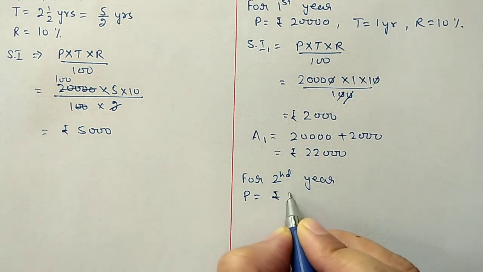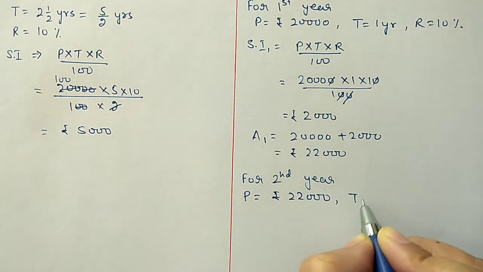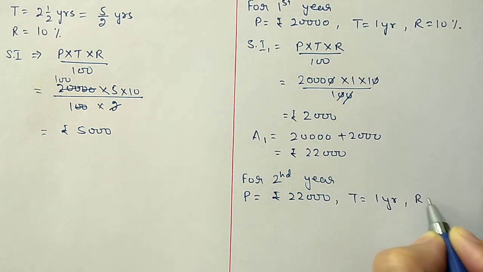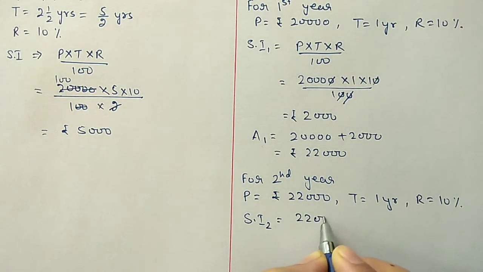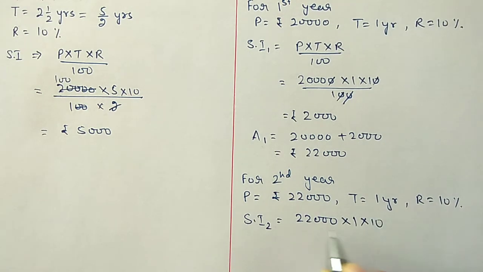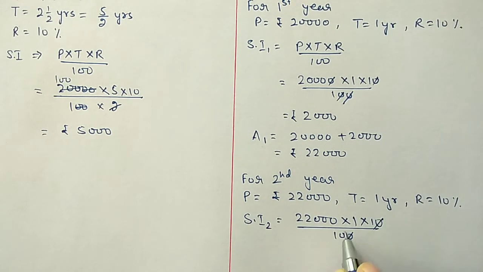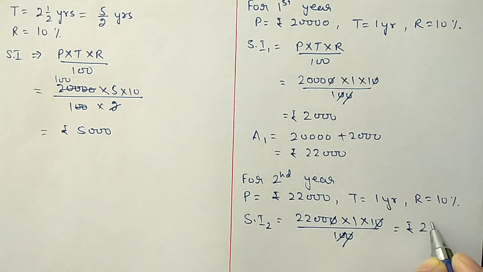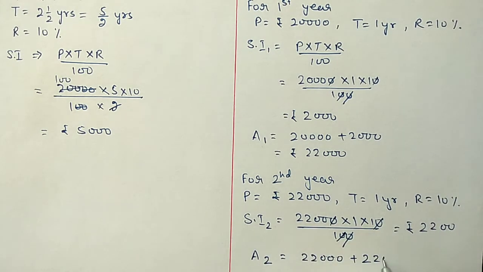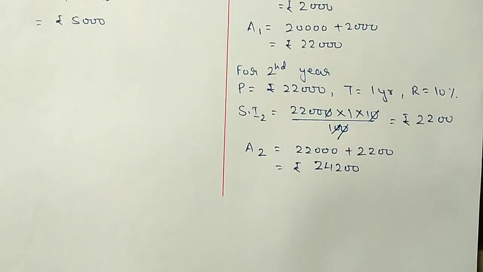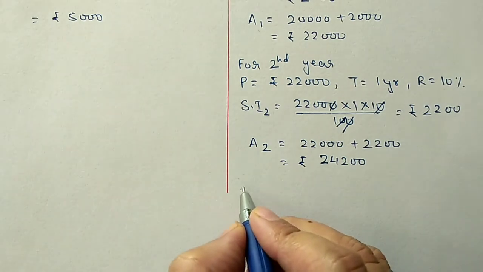Now for second year we will calculate. Principal will be 22,000 for second year. Time will take again 1 year. Rate of interest is 10%. So simple interest for second year will be 22,000 multiplied by 1 multiplied by 10 divided by 100. 2 zeros we can cancel out. Simple interest for second year will be 2,200. So amount by the end of second year will be 22,000 plus 2,200, which is equal to 24,200 rupees.